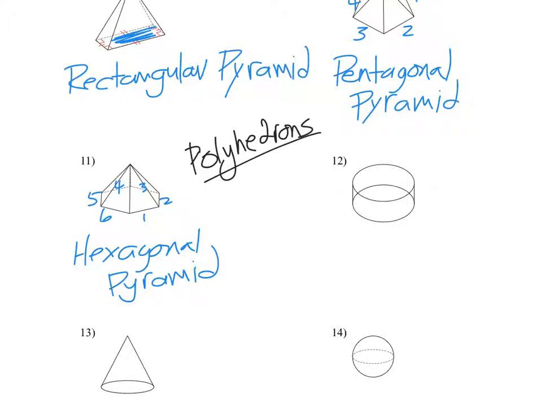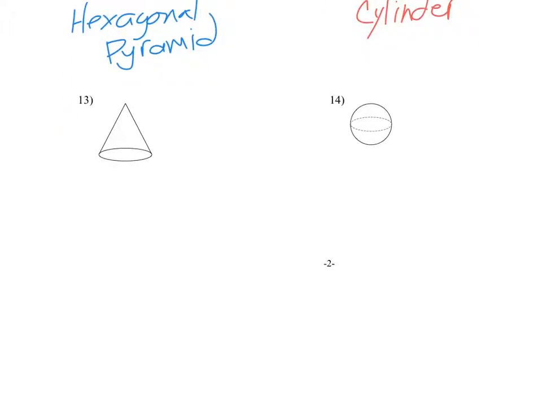Number 12 is not a polyhedron because it has a circular shape to it. So anything that has a circular shape is not a polyhedron. These have specific names instead. This one is called a cylinder. All right, number 13. Also, you see a circular shape here, so not a polyhedron. This one is referred to as a cone.